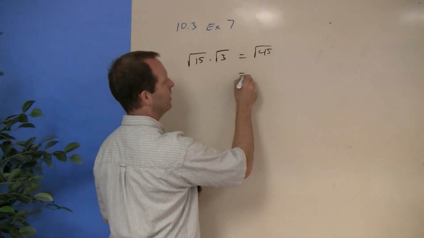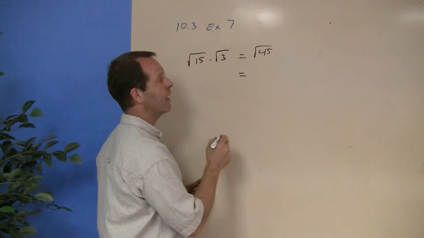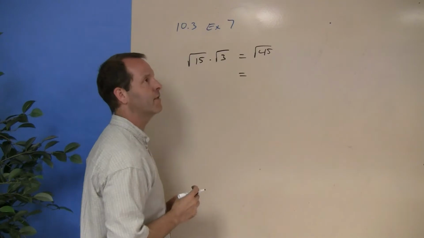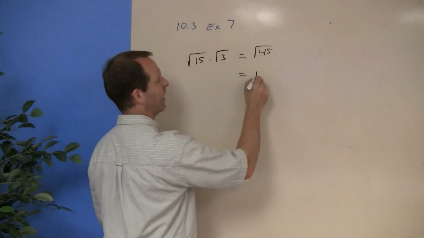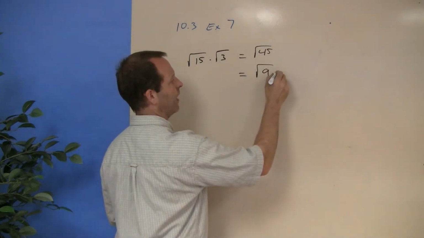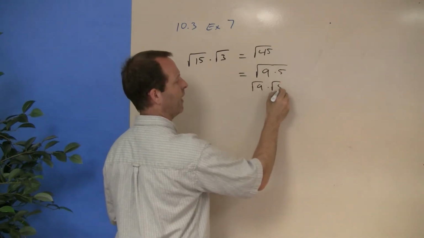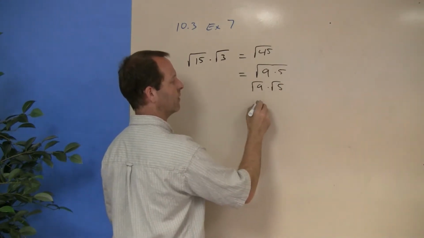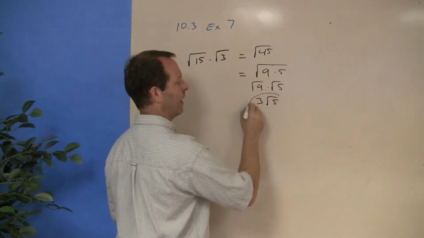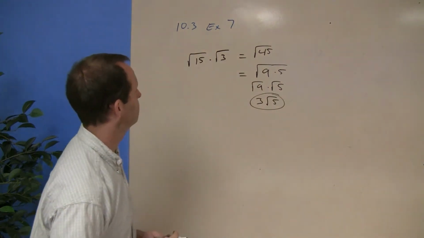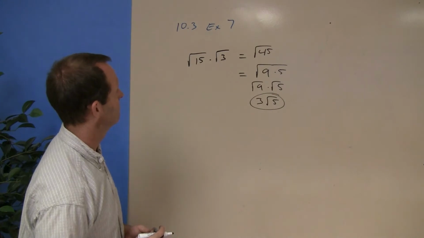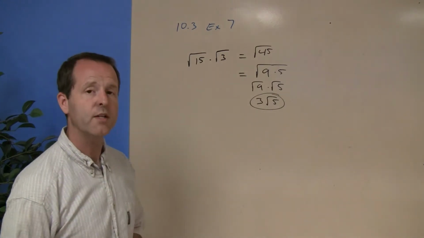And there is. 45 is actually a 9 times a 6. No, it's not. It's a 9 times a 5. So I'm going to write that down as 9 times a 5, or the square root of 9 times the square root of 5. And now you can see where I'm going. 3 square root of 5.